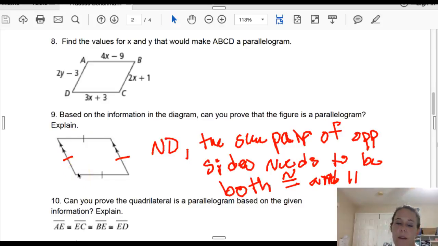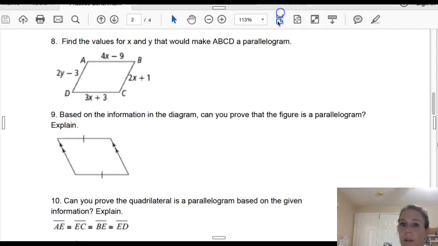Or you could have said, no, because I need to have both sets of opposite sides congruent. Or no, because I need to have both sets of opposite sides parallel. Or I need to have the same set be both parallel and congruent, not different sets. Okay, so make sure you know the rules that make something a parallelogram. All right, and then give me a reason.